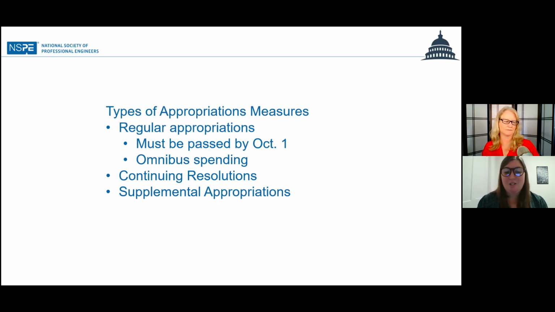The next are continuing resolutions. These are placeholders that continue the funding until a budget can be passed. In recent years, we've seen continuing resolutions used in place of a budget to keep the government up and running and avoid a government shutdown. And then the final is supplemental appropriations. These will be passed throughout the fiscal year to provide additional appropriations that will become available then.